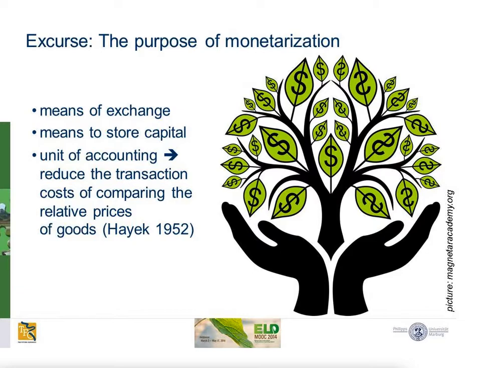And why is this so important with regard to economics of land degradation? If we look at alternative land use options, then we want to know what are the trade-offs between alternative options. And very often the outcomes of alternative options are very multidimensional, and it is very difficult to compare the different dimensions with each other.